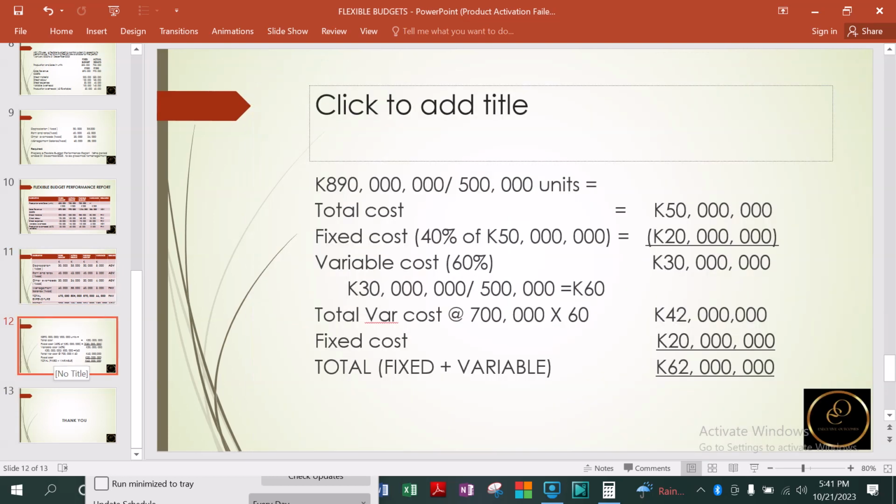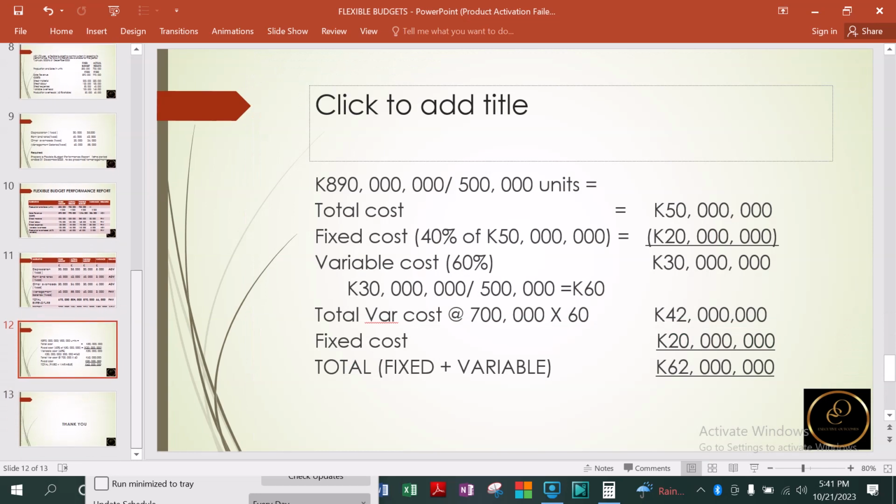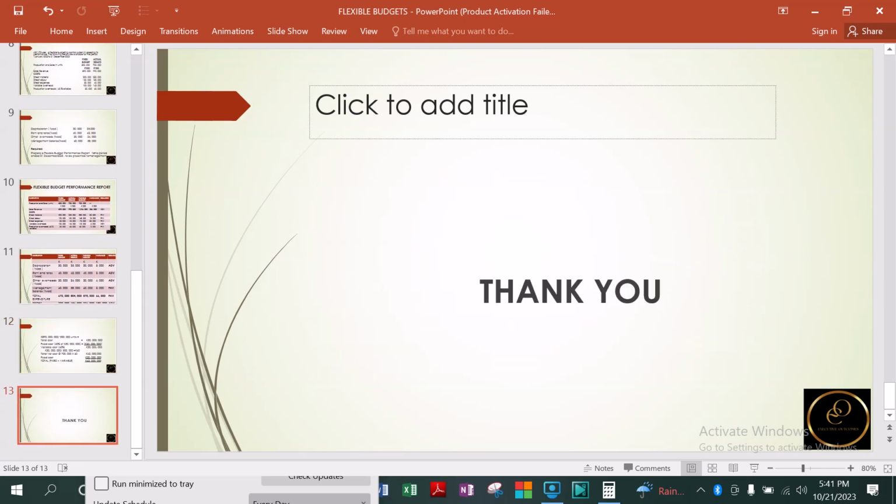I've shown you some of the simple workings and I've guided you how to come up with a flexible budget in this particular report.